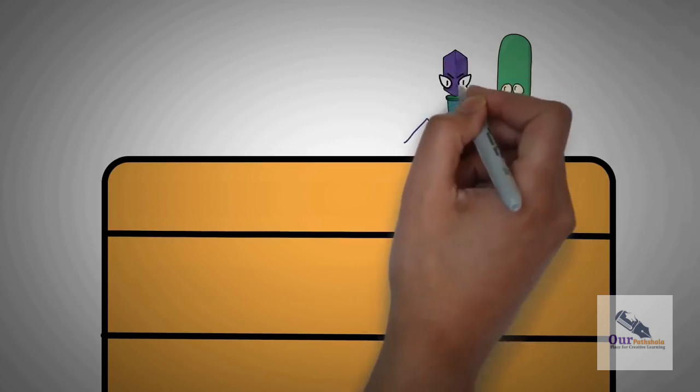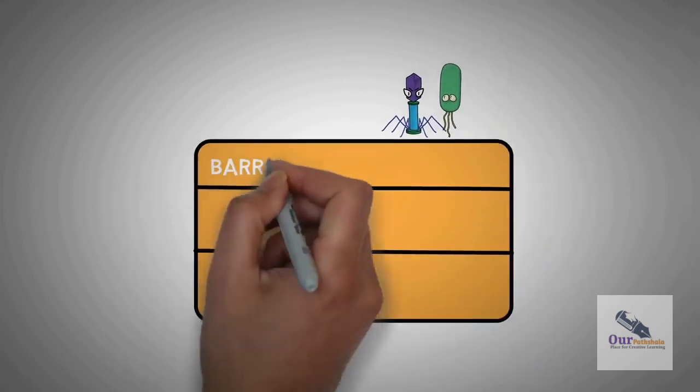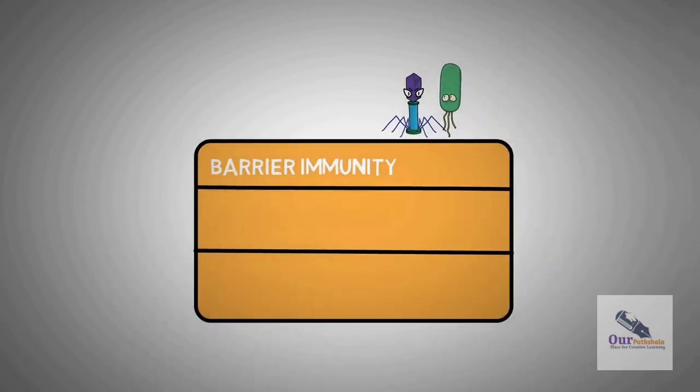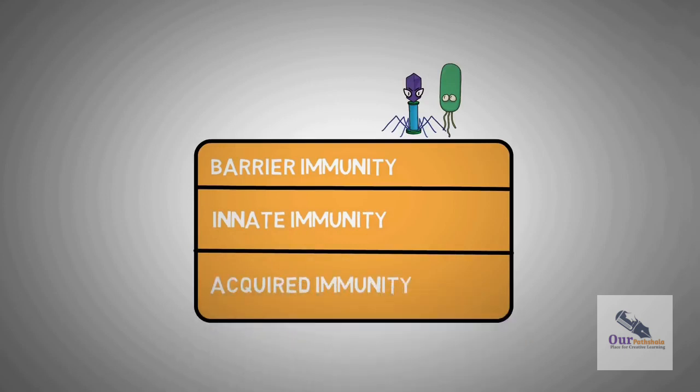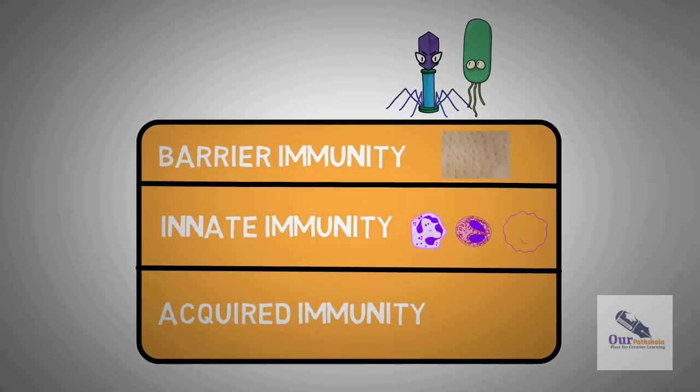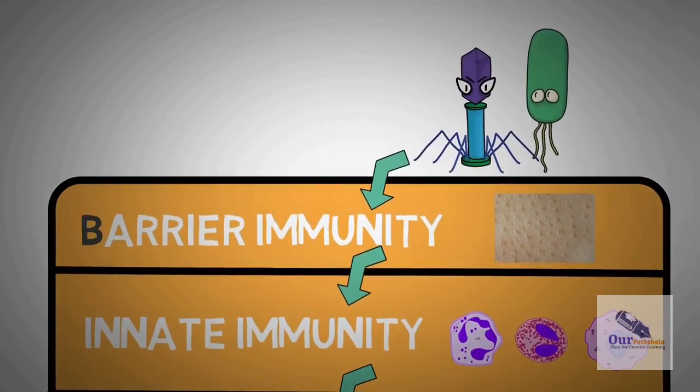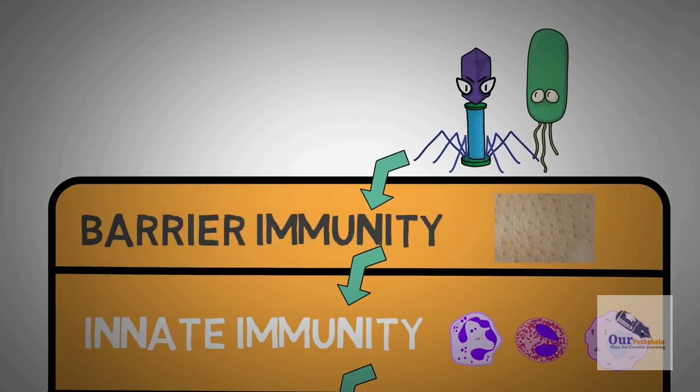The first and basic layer of the human immune system is the barrier immunity, below which is the innate immunity, and finally we have the adaptive immunity or the acquired immunity. Let's decode these terms one by one and understand the basic structure of the human immune system. So the first layer of defense in the human immune system is the barrier immunity. And the most important part of barrier immunity is of course the skin.